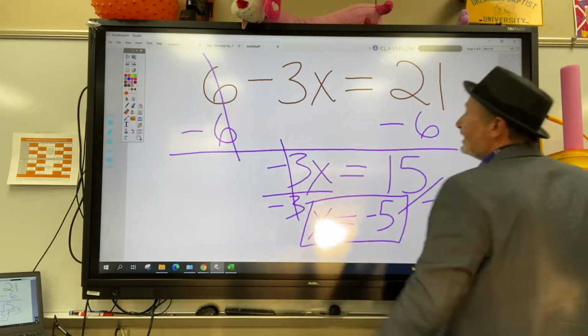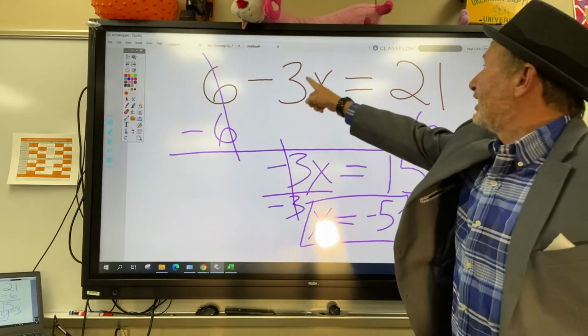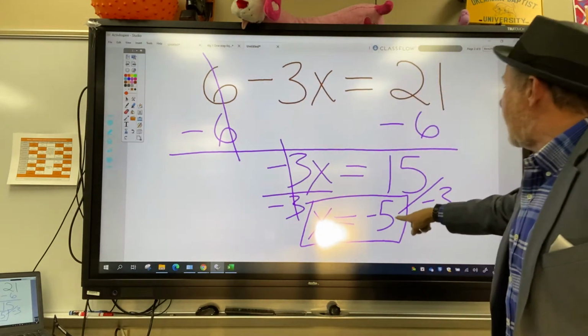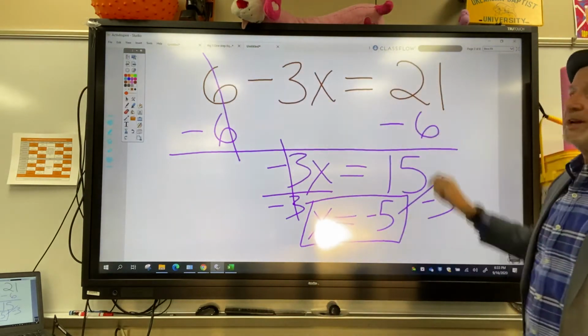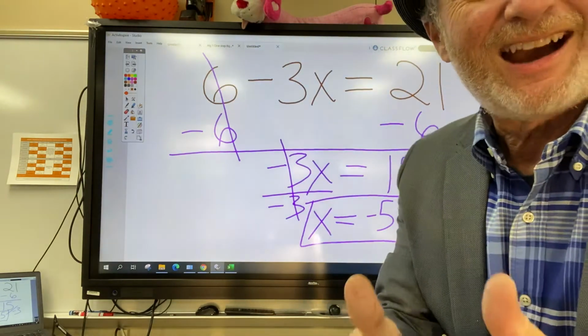Boom, bada, bing. Let's see. Negative 3 times negative 5 is positive 15. Positive 15 plus 6 equals 21. Boom, bada, bing. All right.